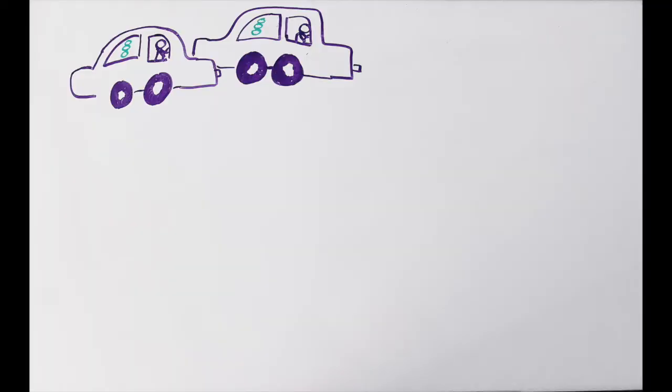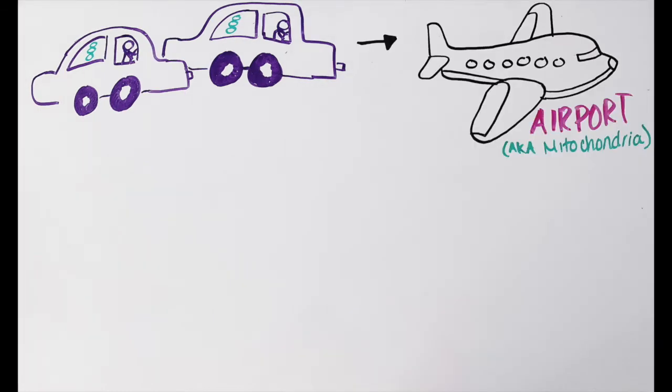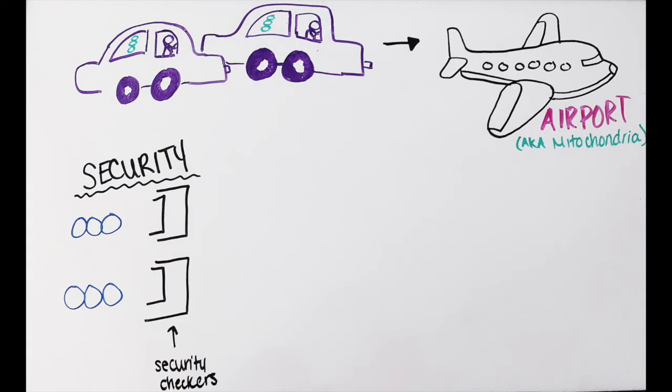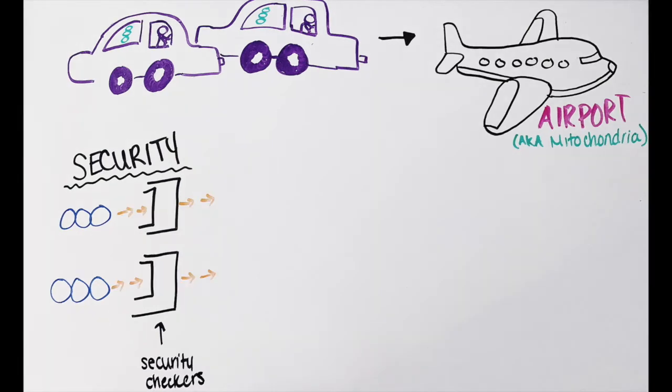Before the citric acid cycle, we must make acetyl-CoA. Once the cars are full, they head towards the airport, where in our case is the mitochondria. To enter the airport, the family must go through security. There are 2 security checkers, and the family of 6 will walk through them. They split into 2 groups of 3 and walk through the checkers.